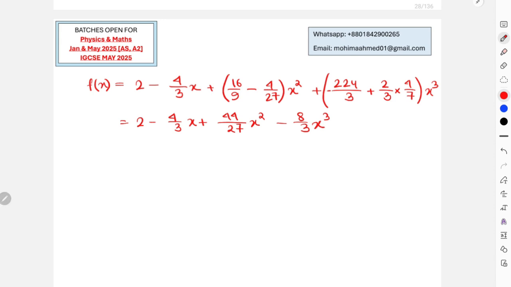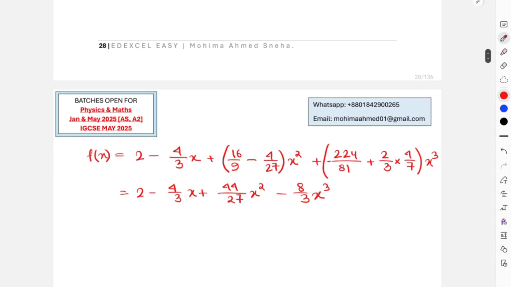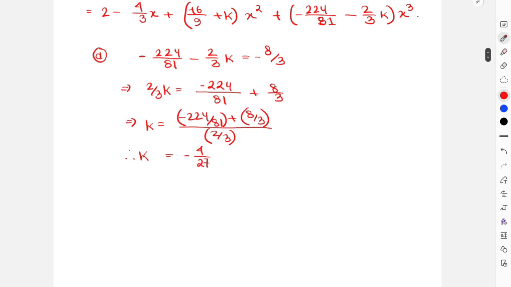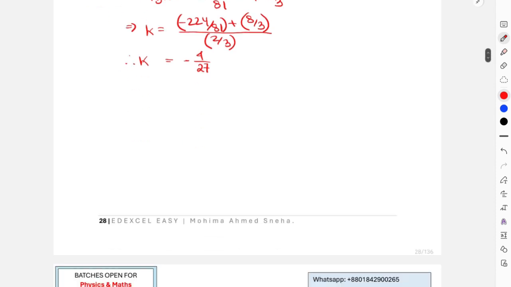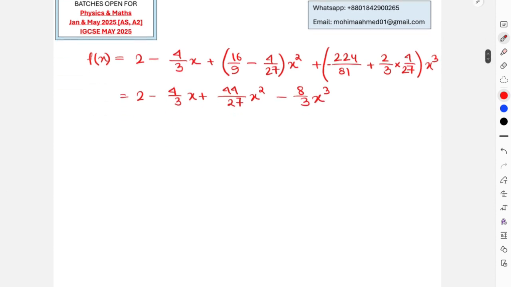Still, let me calculate. Wait 1 minute. This was 81. Oh, 4 over 27 this was, sorry, that's why the answer was coming out to be wrong. Yeah, this was 27, sorry, made a mistake. This was 27, right? Eventually it will still be negative 8 over 3. So this is the expansion. We have simplified it. Now we just have to integrate it further.